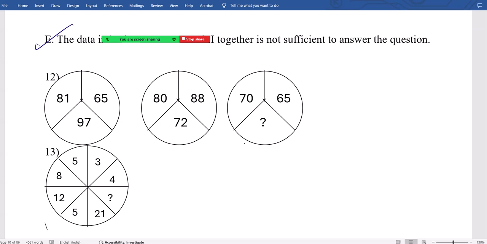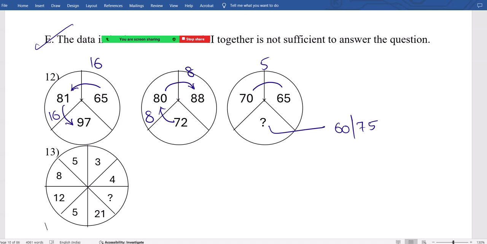If you observe, there is a difference of 16. Here also a difference of 16. Here there is a difference of 8. Again here there is a difference of 8. But here it might be 60 or 75, depending on the options. Because of the 5 difference here, the other 5 difference between these two or between these two is the problem. Because you see, this is clockwise, this is anti-clockwise.